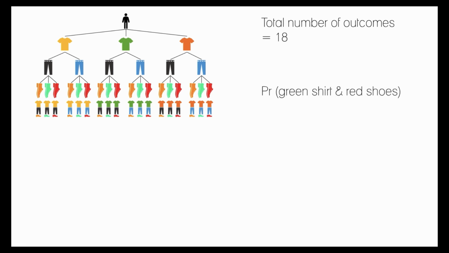So what is the probability of getting a green shirt and red shoes? Green shirt means we're just looking at these outcomes here. And the outcomes that are green shirt and red shoes are these 2. Now it doesn't say what colour pants, so it doesn't matter. So the probability is 2 out of 18 or 1 out of 9, which gives us a decimal of 0.11.